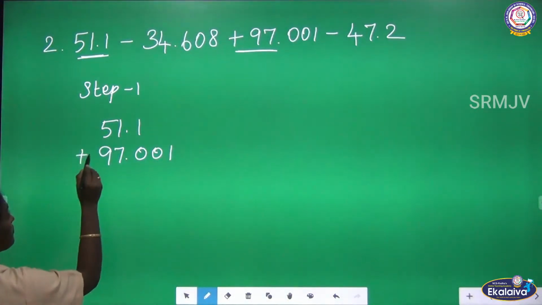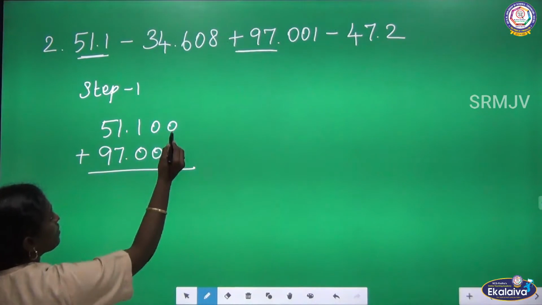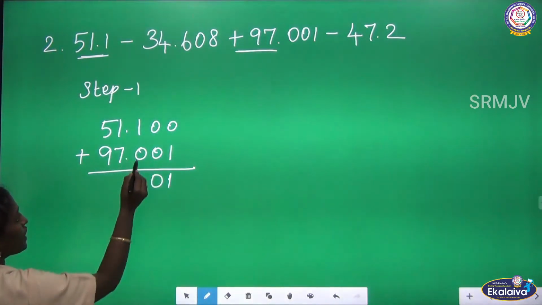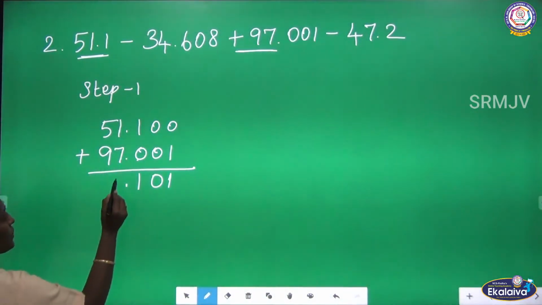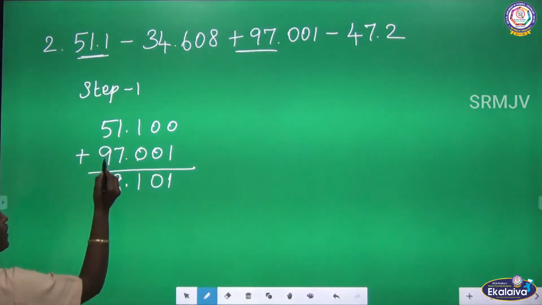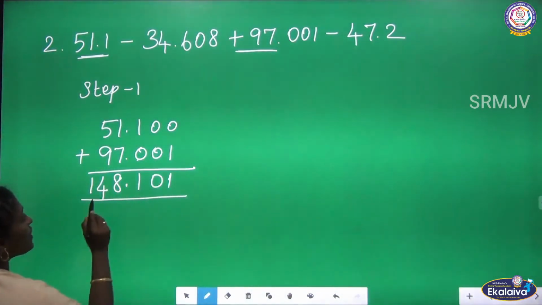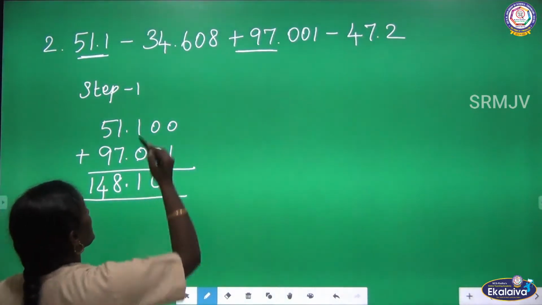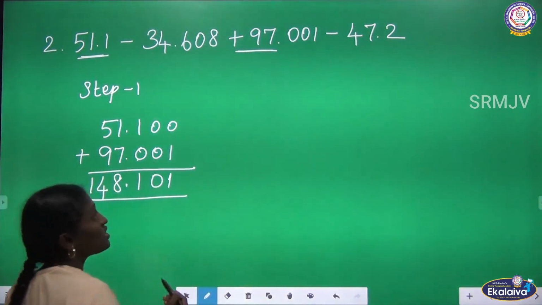97.001. Now here we can add 2 zeros. 0 plus 1, 1, 0 plus 0, 0, 1 plus 0, 1. Then we have to keep the decimal point. 1 plus 7, 8, 5 plus 9, 14. So in step 1 we got 148.101. See here we are having 2 numbers which are having minus symbol.